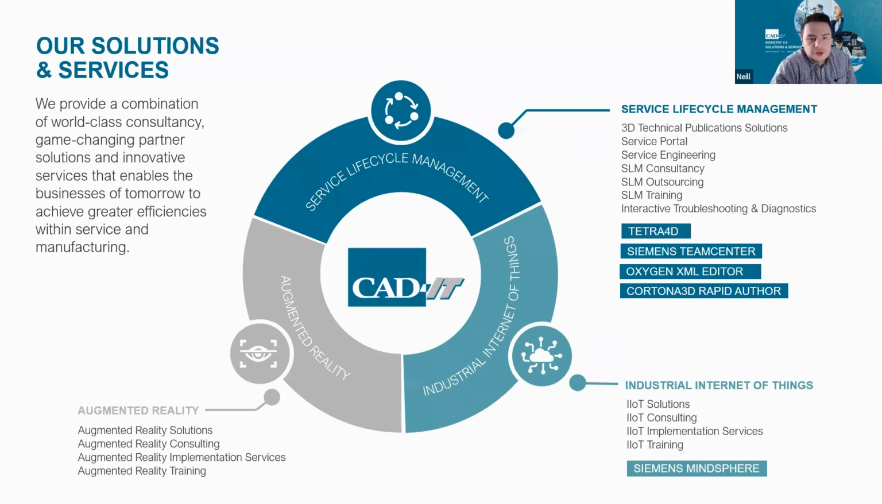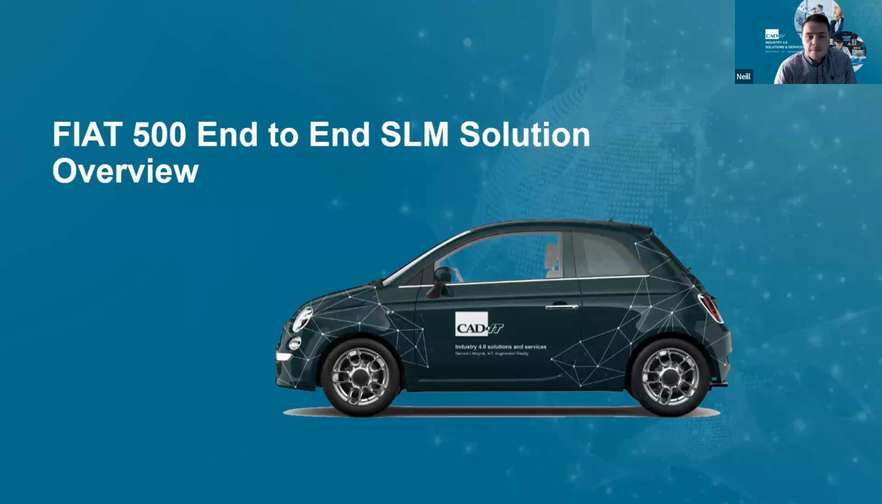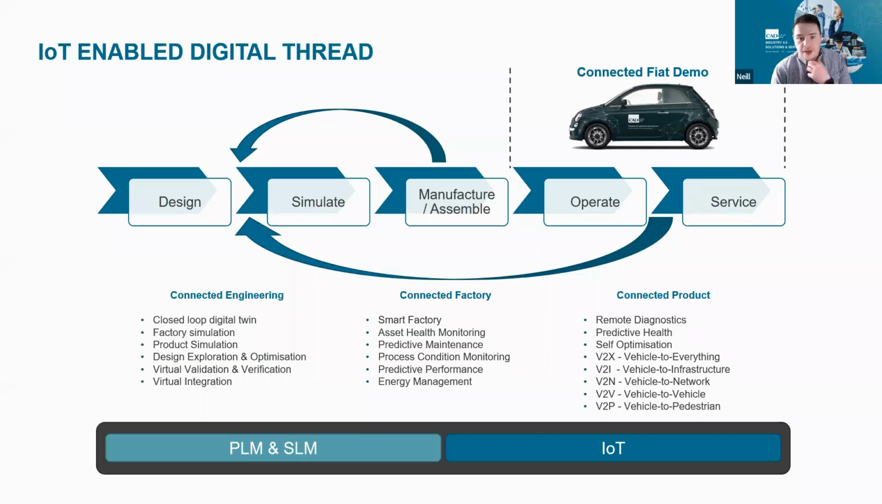An overview of what we do are our capabilities. There are three main segments to our capabilities, which are Service Lifecycle Management, Industrial Internet of Things, or IoT, and then augmented reality. In today's webinar, we're really going to cover just the Service Lifecycle Management and the Industrial Internet of Things. So we can get a little bit deeper into that now. We'll give you an overview before we actually do the demo of what's in the demo and what we're going to talk about. So I'll hand over now to Andy, and he'll explain the IoT-enabled digital thread.